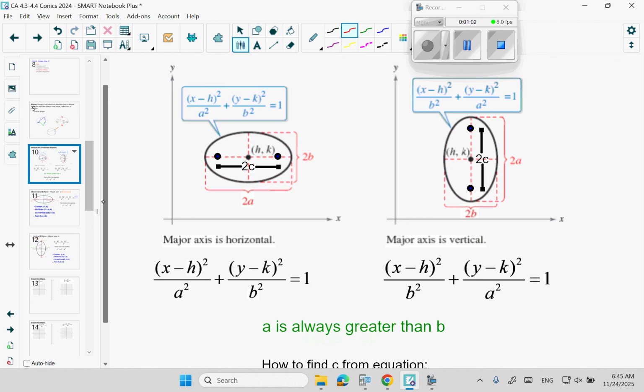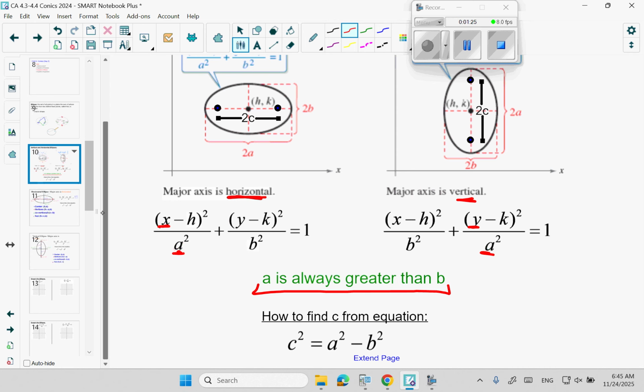We get these equations for horizontal and for vertical, talking about the major axis. Now that just means which way it's stretched more. One thing to notice, A is always greater. So if X is with A, it's stretched more horizontally. If Y is with A, it's stretched more vertically. And we also get this relationship that you're going to need to know, C squared equals A squared minus B squared. One thing that tricks kids is this minus, because you want to think it's a Pythagorean theorem, but it's not.